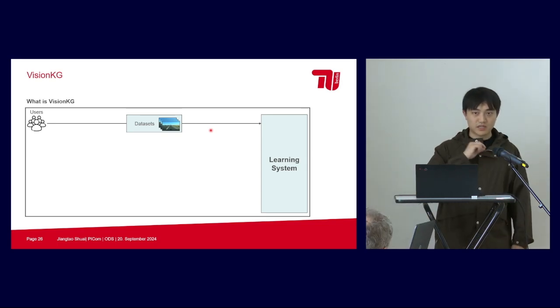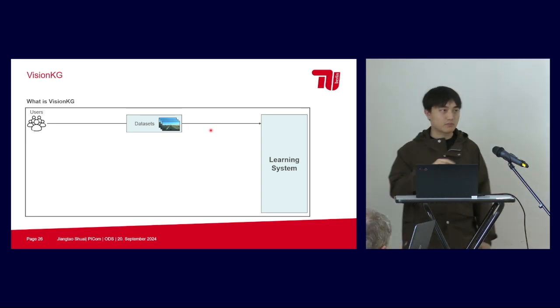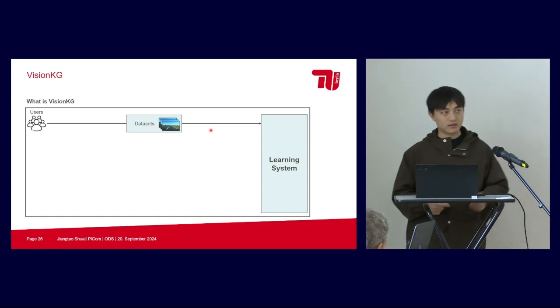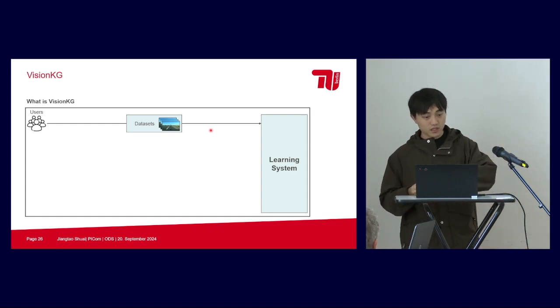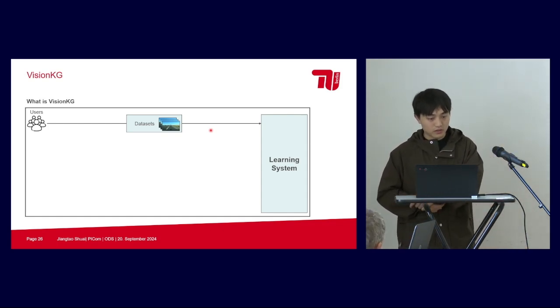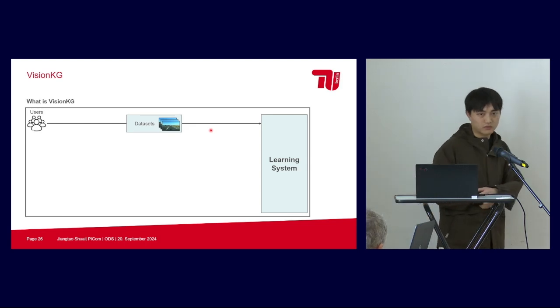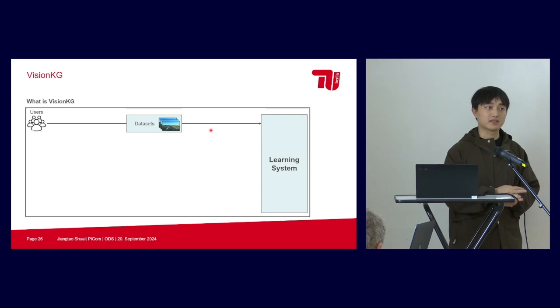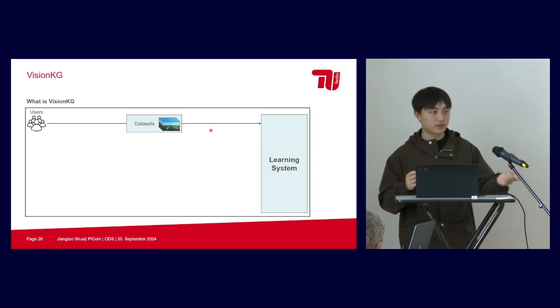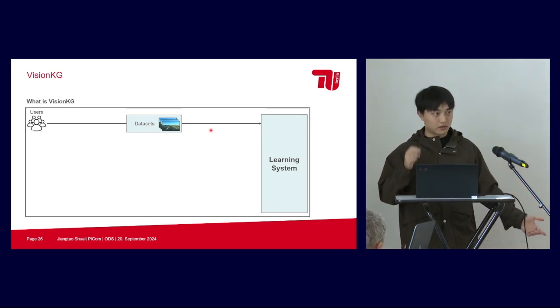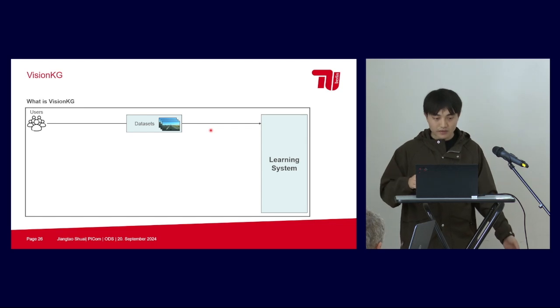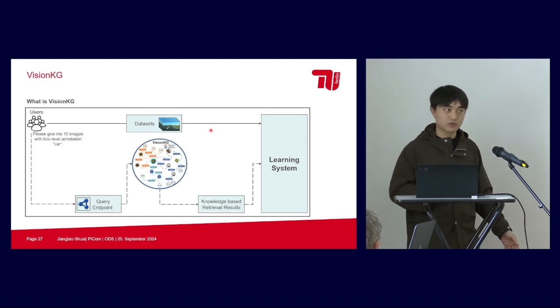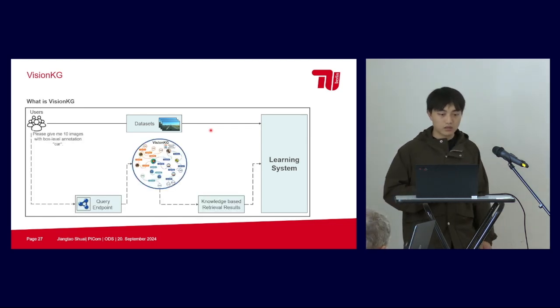And then you spend a lot of time on data pre-processing on the data sets, and then you can train your model. This is very challenging, or rather time consuming, when you want to train a model across different data sets, because different data sets have different standards for the definition of their data. And now Vision KG comes up to help you solve this problem.